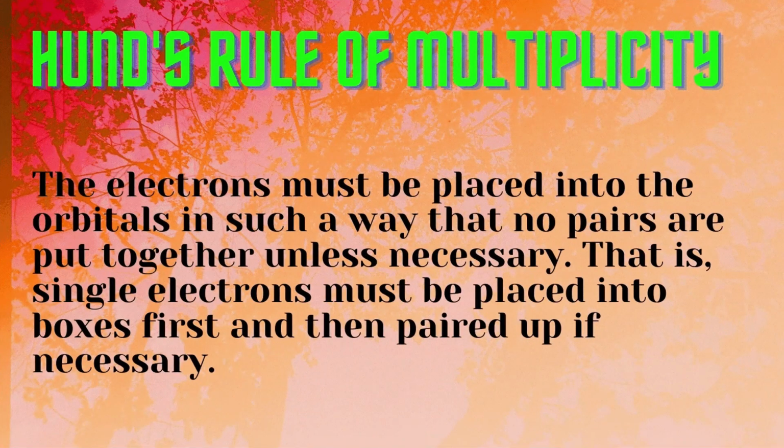How about Hund's rule of multiplicity? Hund's rule of multiplicity states that electrons must be placed into the orbitals in such a way that no pairs are put together unless necessary. That is, single electrons must be placed into the boxes first and then paired up if necessary.